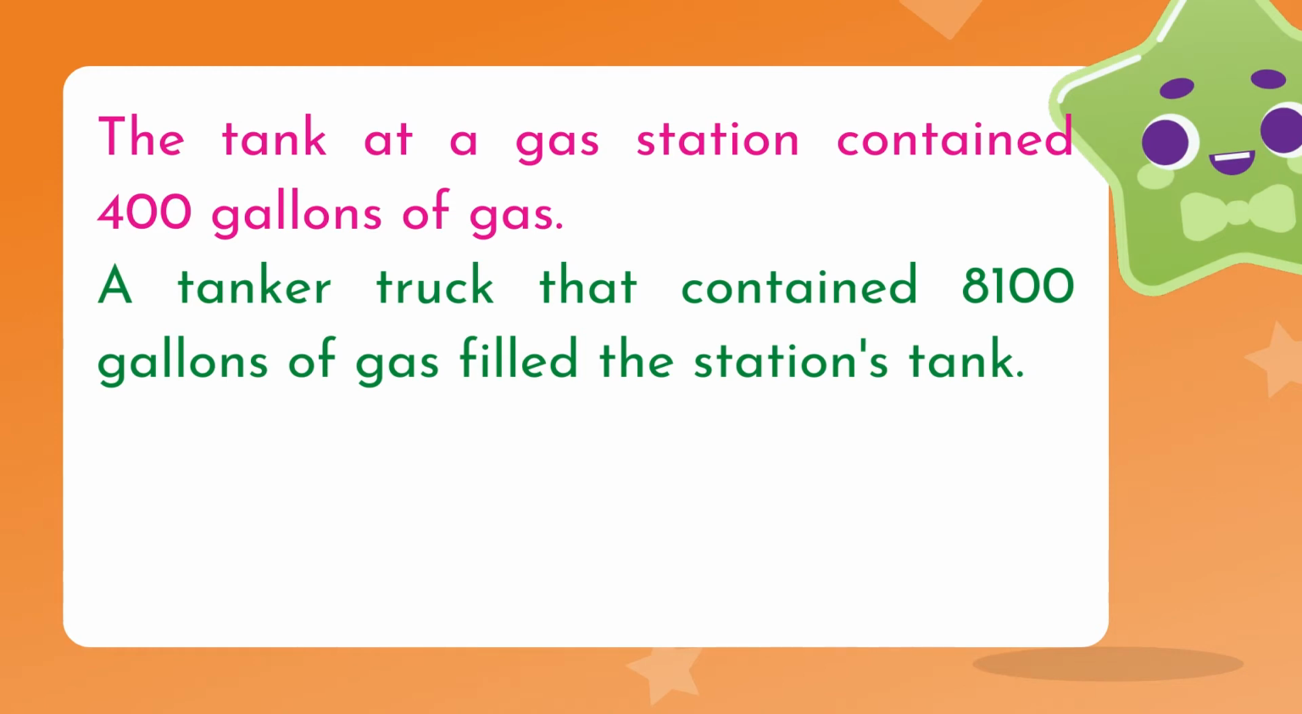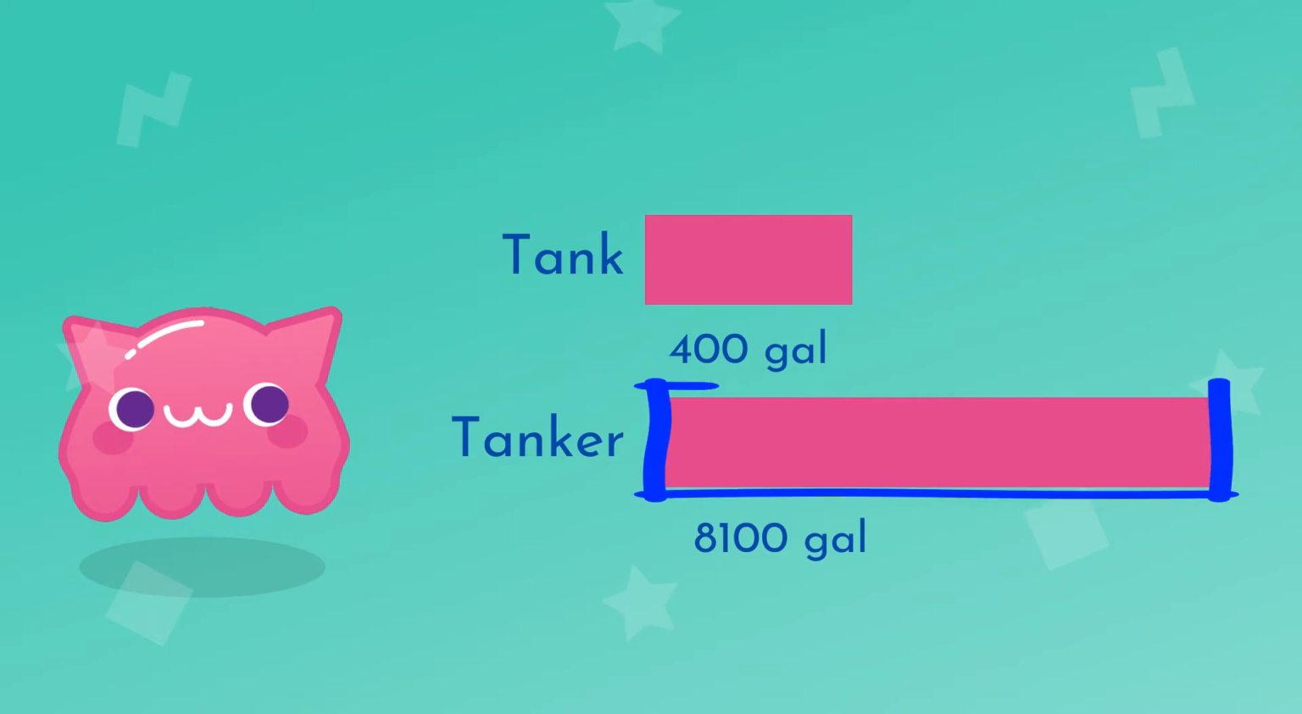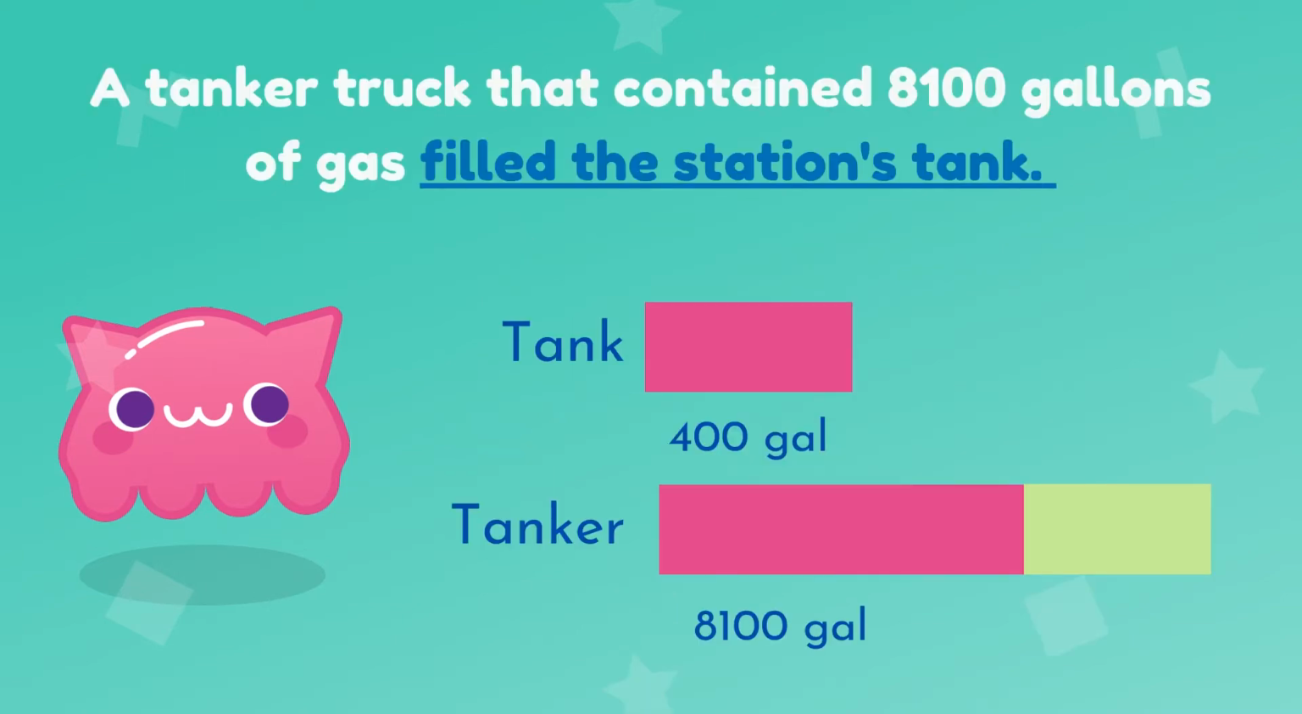Now the second part. A tanker truck that contained 8,100 gallons of gas filled the station's tank. Let's now draw a bar for the tanker and mark 8,100 gallons. They also say that the tanker filled the station's tank. So let's shade a portion of the tanker. But do we know how much that part is?